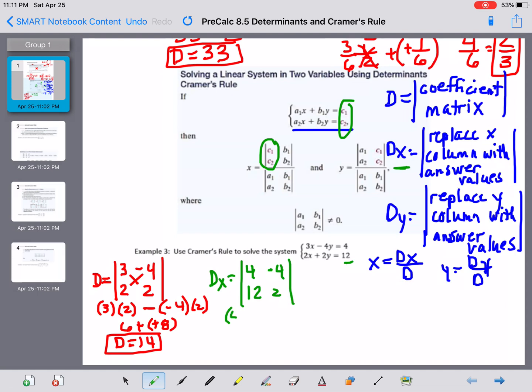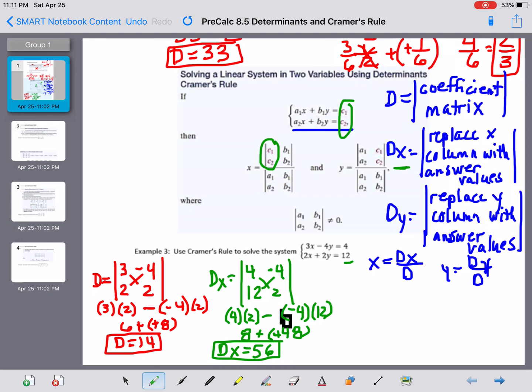And now I'm going to define the determinant of this matrix. So my front diagonal is 4 times 2, minus my back diagonal here, which is -4 times 12. So I get 8 minus -48. When I get rid of my minus a negative, which becomes plus, I get Dx equals 56.